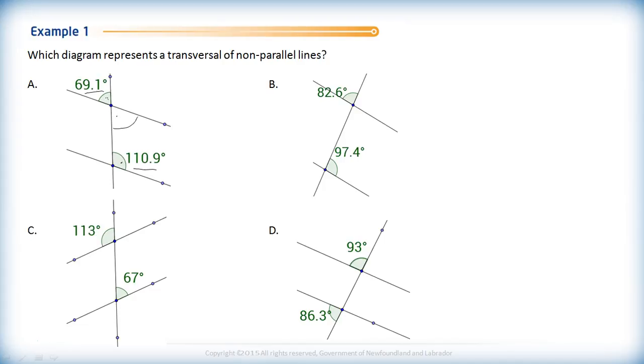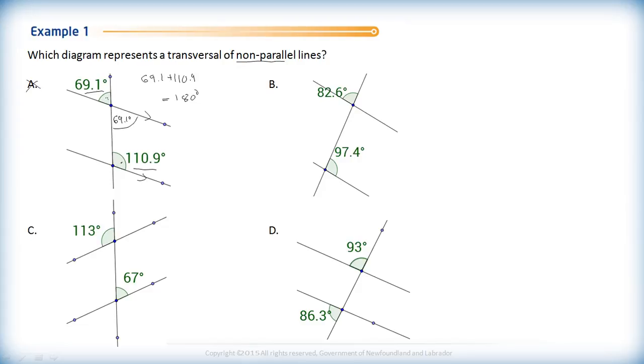So those are vertically opposite, so that makes this one 69.1 degrees. And now our two angles are same side interior, and they have to be supplementary. So if they add up to 180 degrees, our lines are parallel. So 69.1 plus 110.9, yes, that's 180. So these lines are parallel. And then we want to know which set makes a non-parallel set, so A is not the answer.